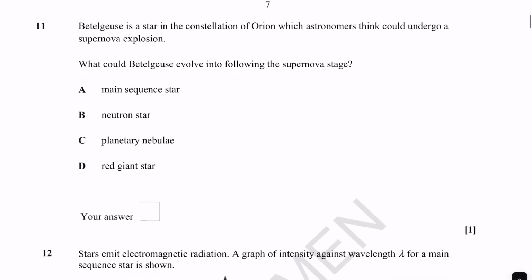Question number 11. I can never say this star name, so I'm just going to say Betelgeuse, apologies. It's a star in the constellation of Orion, which astronomers think could undergo a supernova explosion. What could it evolve into following the supernova stage? The only correct option here is B. You just need to know the life cycle of stars. So I know B is the correct answer, and I'm going to just leave it there.